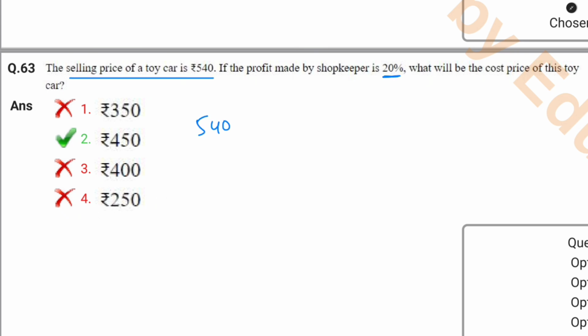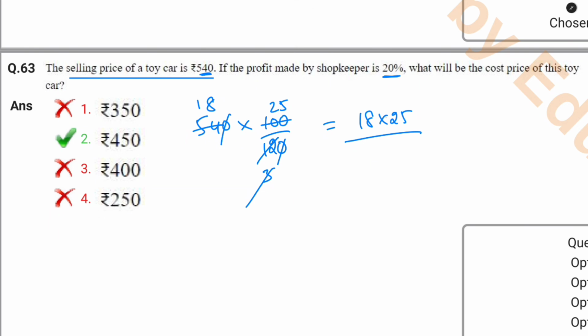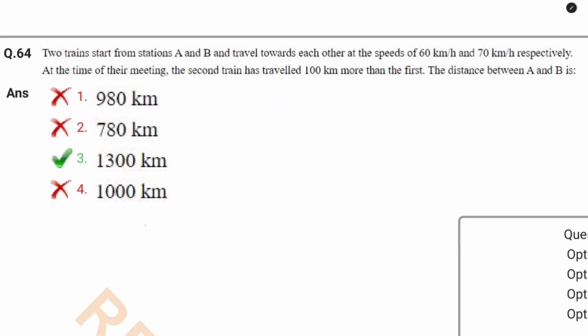The selling price of a toy car is 540 rupees. Profit made by shopkeeper is 20%. So that means this includes profit as well. So this will be 120%. So reverse it, it will be 100 divided by 120, which will be cost price. So here 0, 0 cancelled. 4 table 3 times. This will be 25 times. So 3 table 1 times. Balance 24, 8 times. So 18 into 25. 5 into 18, 90. 2 into 18, 36. 450 is the cost price.